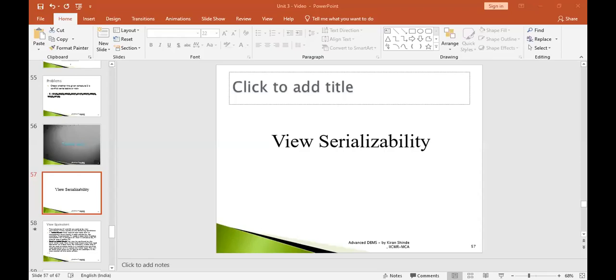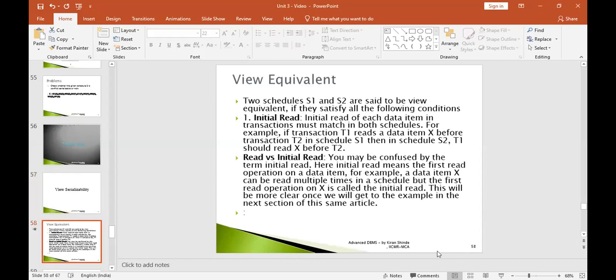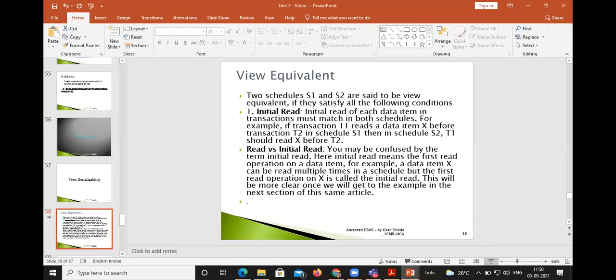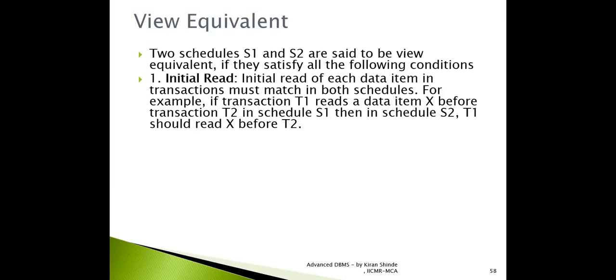As I mentioned, first of all, we will try to understand the meaning of view serializability. As the name suggests, here we are going to look at the way the transactions are getting executed in every schedule, and then we are going to compare these two schedules with respect to certain conditions. Let's understand. Two schedules S1 and S2 are said to be view equivalent if they satisfy all the following conditions. Now, what are these conditions?